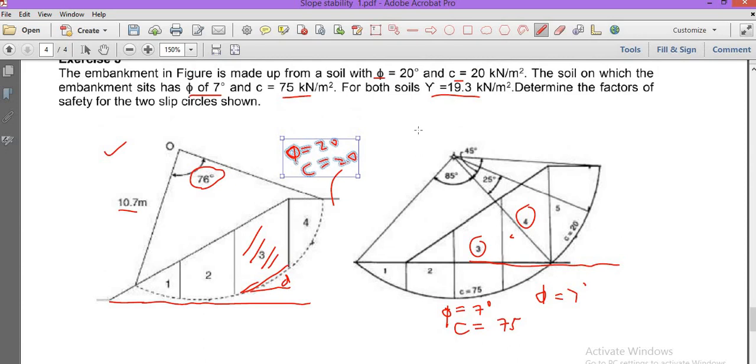In the meantime, for example, you can do this slip circle. You can try and find out the factor of safety of this by yourselves.